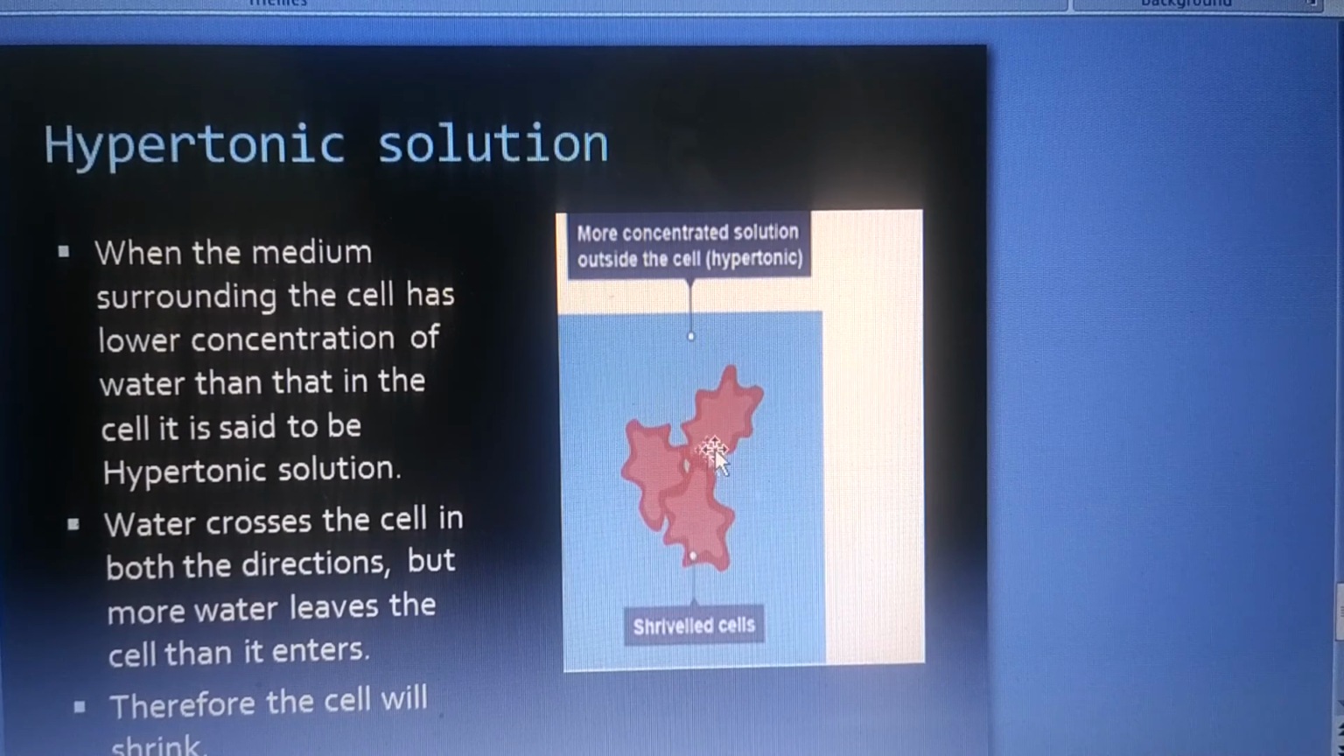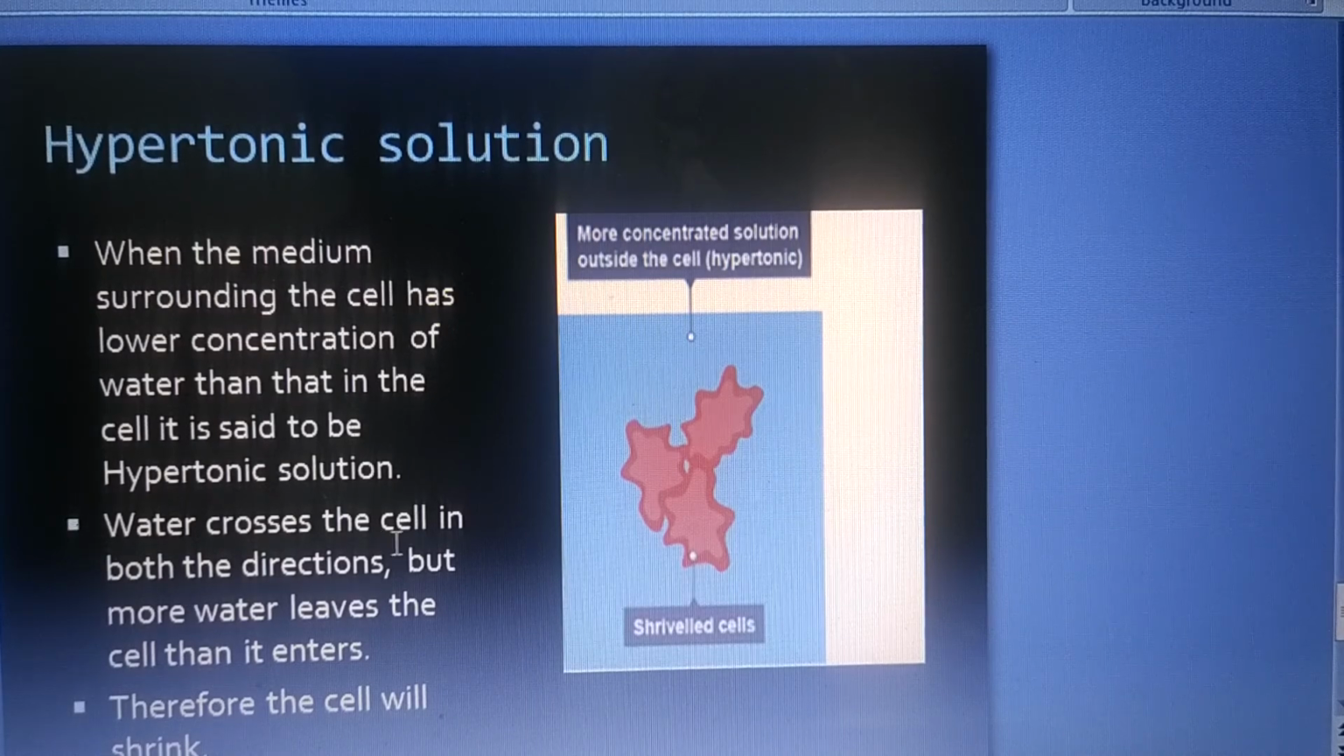When you keep these RBCs in a solution which has less water concentration than the cytoplasm of the RBC, water starts coming out of the RBC. So the cell starts shrinking. You can see how the cell membrane is changing, and the shrinking of the cell will be happening. Slowly it will lose its water. Therefore the cell will shrink.